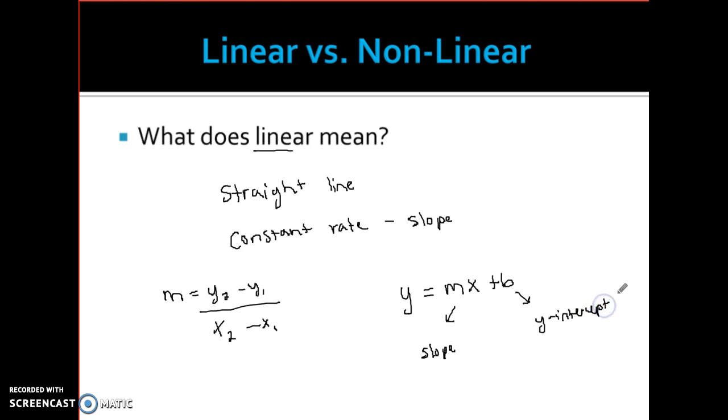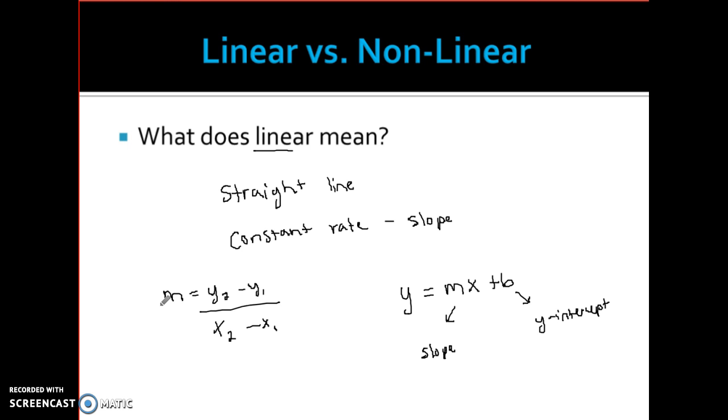When we're comparing to see if a relationship is a linear model, or a linear relationship, it should have a constant rate, and that constant rate is the slope. If our equation has a constant rate multiplied by something else, then it is a straight line. It's a linear relationship if you can find the slope, so the rate is always the same.